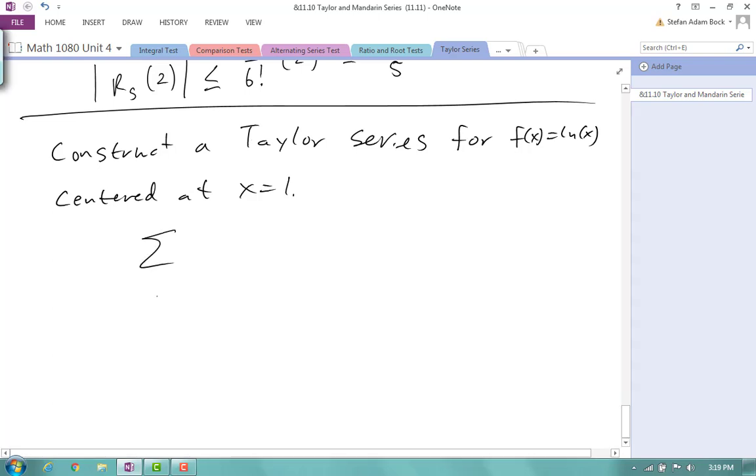So these are always the same formula, n equals 0 to infinity f n. I'm centering it at x equal to 1, so I'm going to plug in a 1 here, and factorial, and I'll have an x minus 1 to the n.